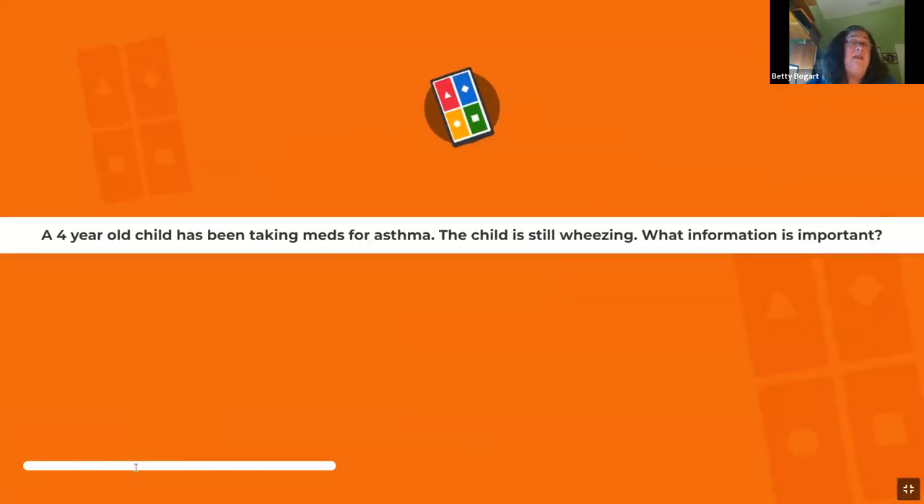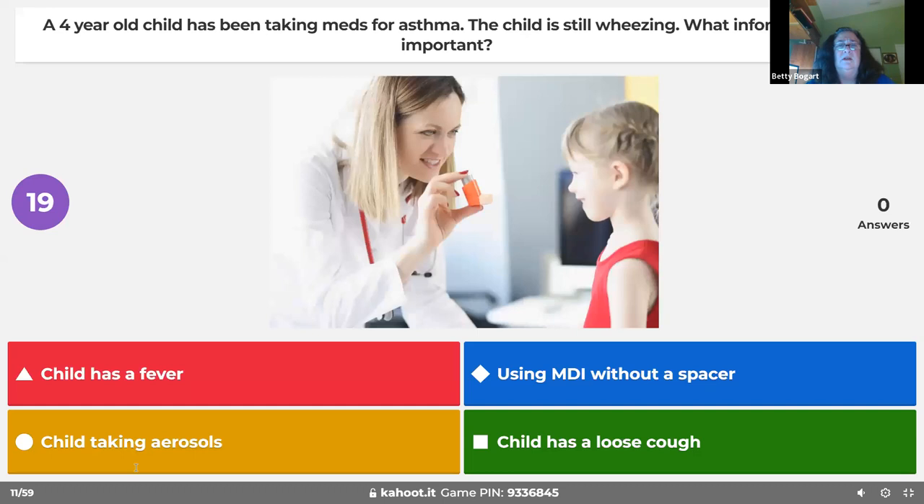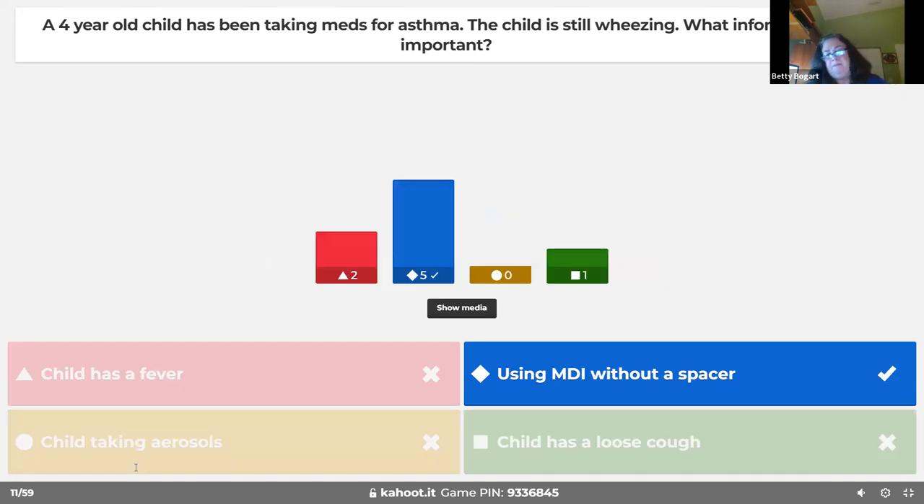A four-year-old's been taking meds for the asthma and they're still wheezing. What information is important? Like, why are they still wheezing if they've been taking their meds? You know, giving them their medicine for their asthma, especially their rescue, not every child 2-3 years old can puff and inhale at the same time, right? Like an adult. There's adults who can't do it.